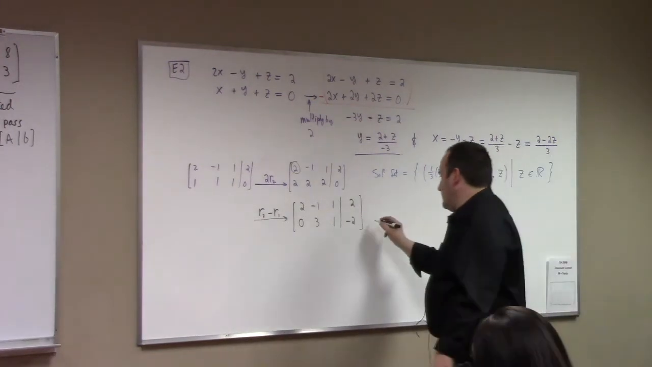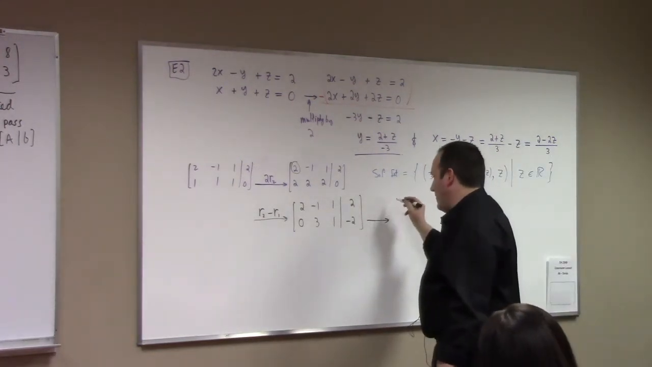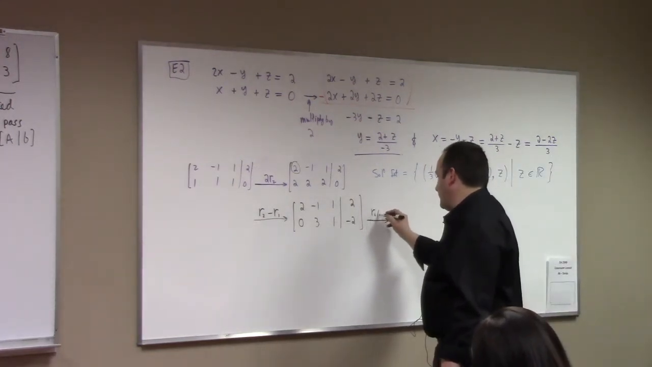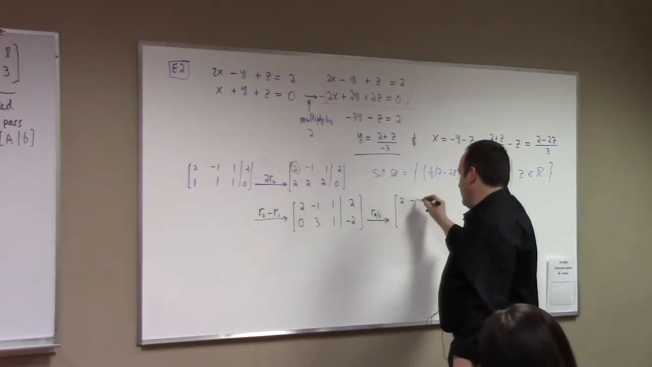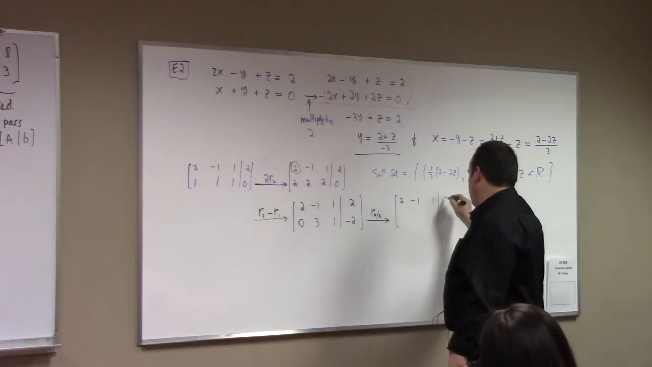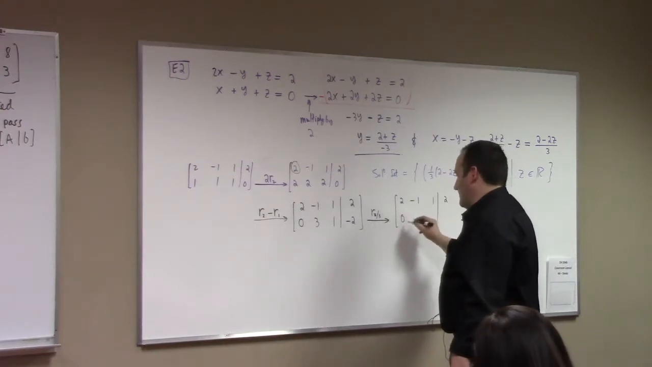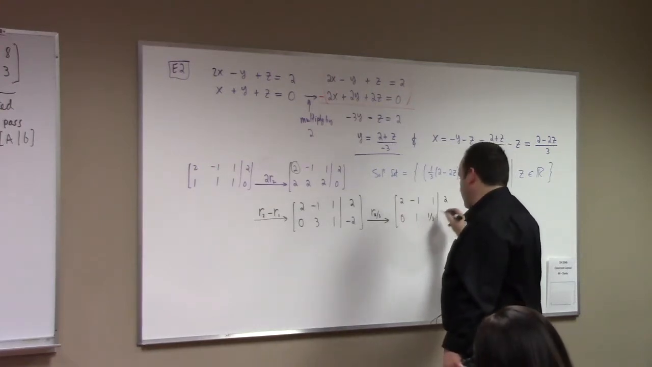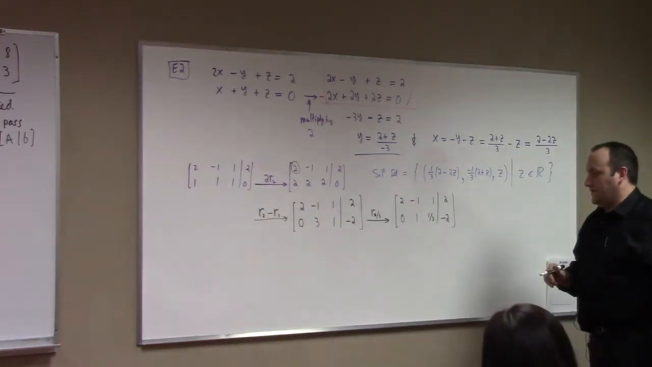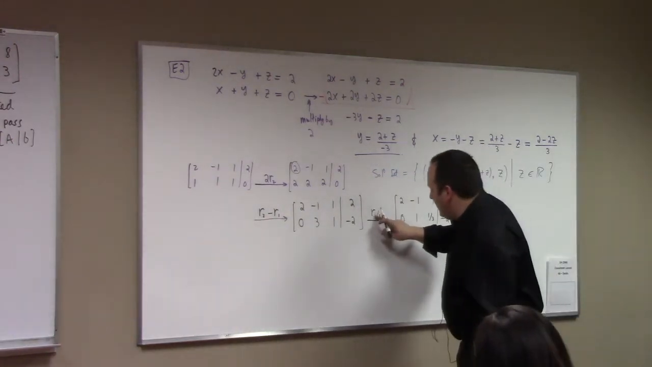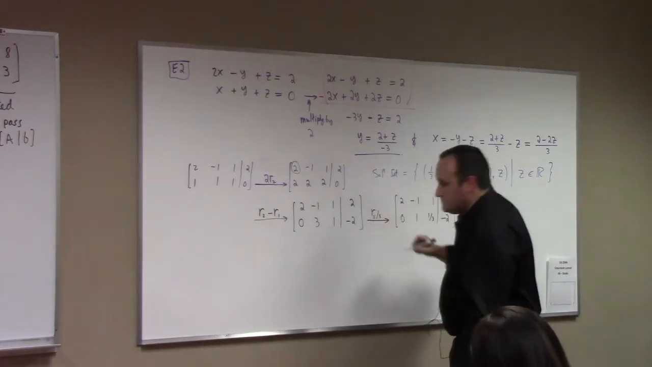Then my next move would be to take row 2 divided by 3, just to make the math a little bit easier. You could do fractions here, but I'll go ahead and do that. What I'm trying to get at, guys, is this is a way to do it. It's not the only way.